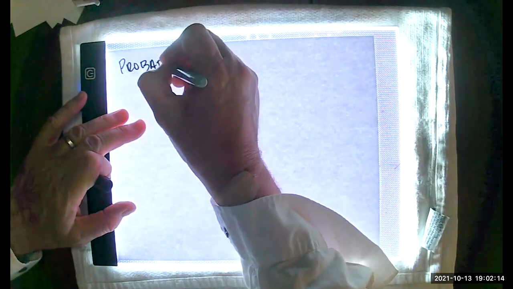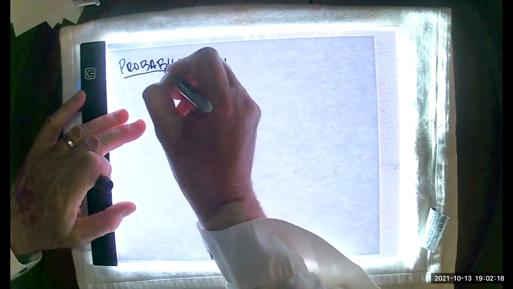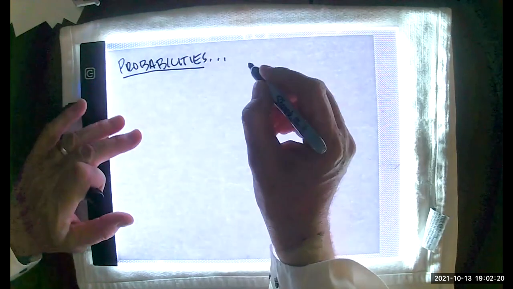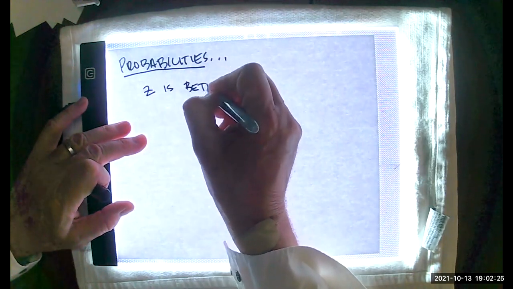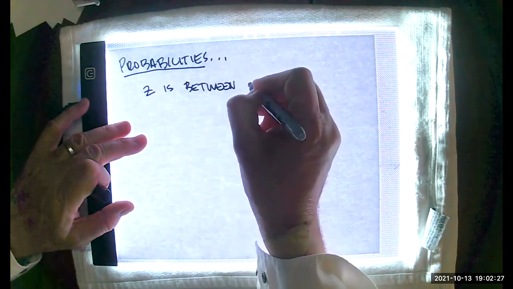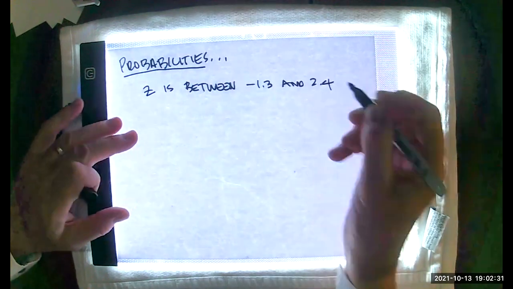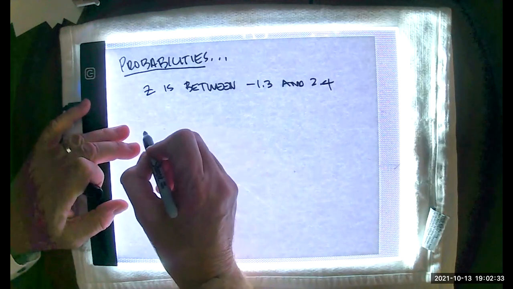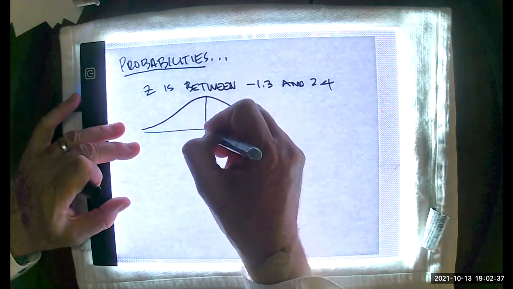So, we're working for probabilities. We're going to find the probability in the first case, z is between negative 1.3 and 2.4. So, as I said, I was going to draw the distribution.